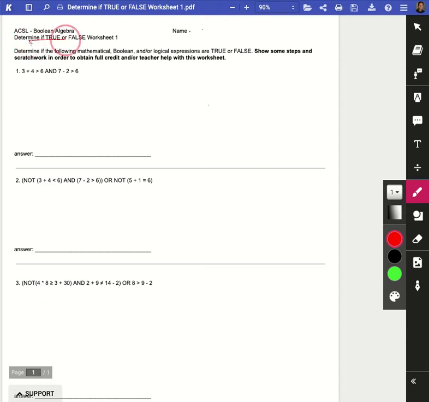Some exercises from this worksheet right here. In the first case, exercise 1, we have a compound expression that involves AND. AND is a Boolean operator, also known as a logical operator, and we'll get to it according to the order of operations. The first step here would be to perform the mathematical addition of 3 plus 4.